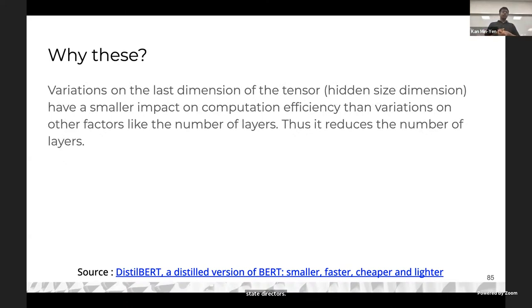Why is it based on these losses? Because it has the same architecture as the BERT, and because of the common dimensionality between the teacher and the student, they initialize it by taking one layer at a time. So they take one layer out of two from the base model. That's why it's smaller in size and it's faster. And it is trained on the same general corpus as the BERT model, which is the English Wikipedia and the Toronto Book Corpus.